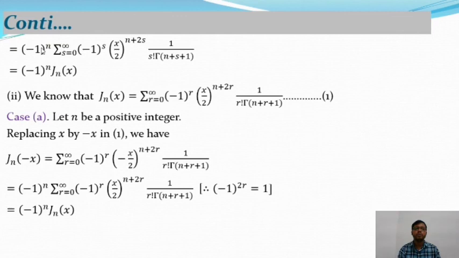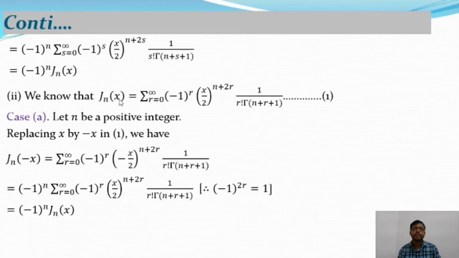So (-1)^n is a constant, and this summation is called the Bessel's function of order n. Okay, so from this we will get (-1)^n into J_n(x). So this is the proof of the first part of the given problem, and after that we will discuss the second part of the given problem.